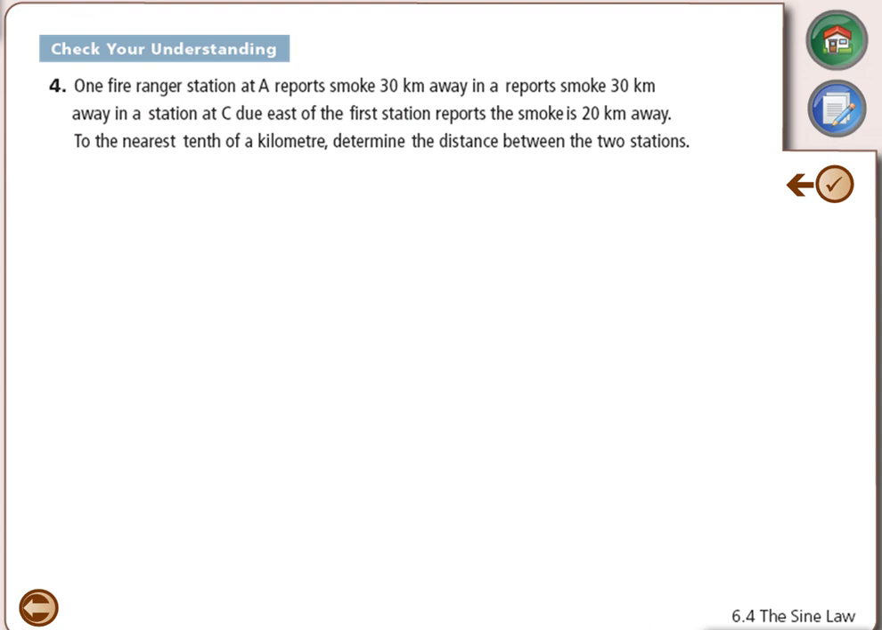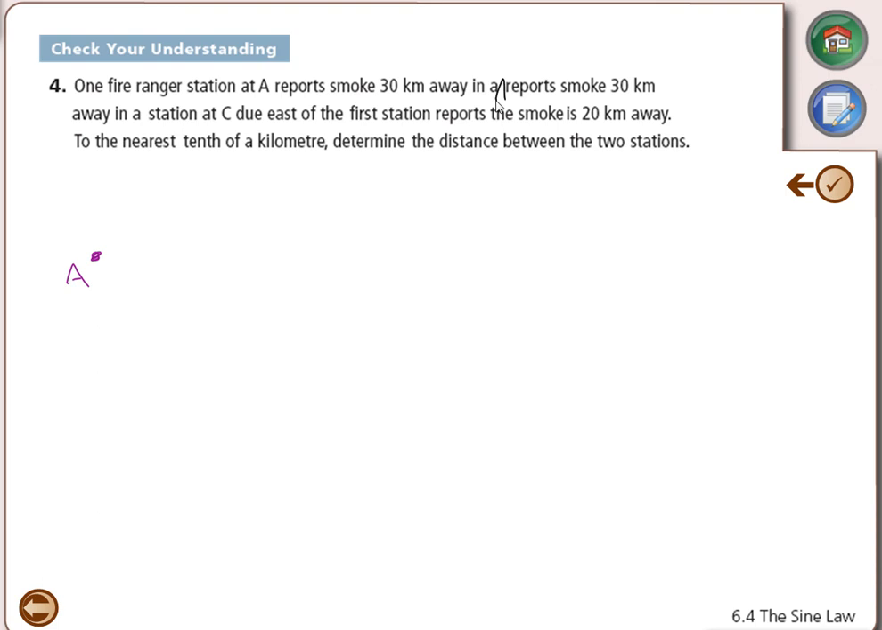And now the fun one. We got another fire going on here. Fire Ranger doing this. So let's start drawing. Fire Ranger at point A. Let's put first Fire Ranger right there. Reports smoke 30 kilometers away. Oh, look at that. There's missing words here.